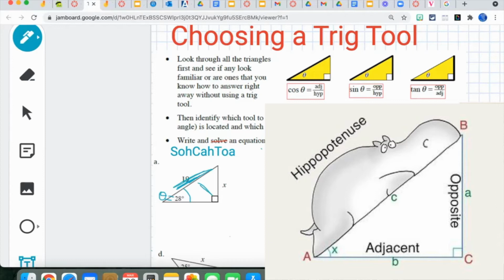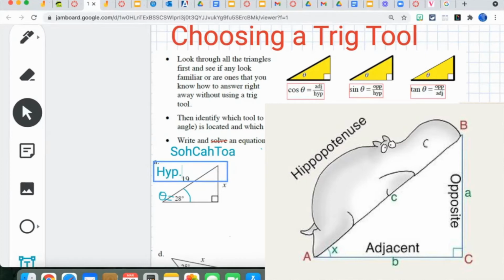Hypotenuse, right? It's right opposite to this 90-degree angle, so we call this one hypotenuse. We will use the abbreviation HYP for hypotenuse, and that's for the number 19 side.